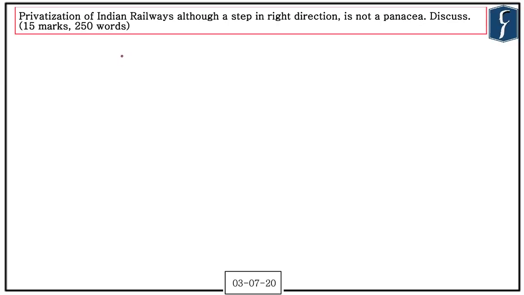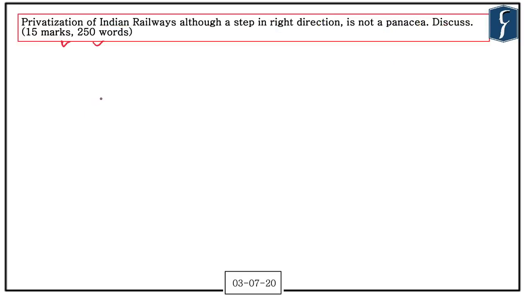And the first step towards answering a question is the identification of the parts and keywords. So one of the keywords you can directly see is discuss, and another keyword is panacea. So it says that privatization of Indian Railways, although a step in the right direction, is not a panacea. So in your answer, you have to first substantiate the fact that privatization of Indian Railways is indeed a step in the right direction, but it does not solve all the problems, and that has to be demonstrated.